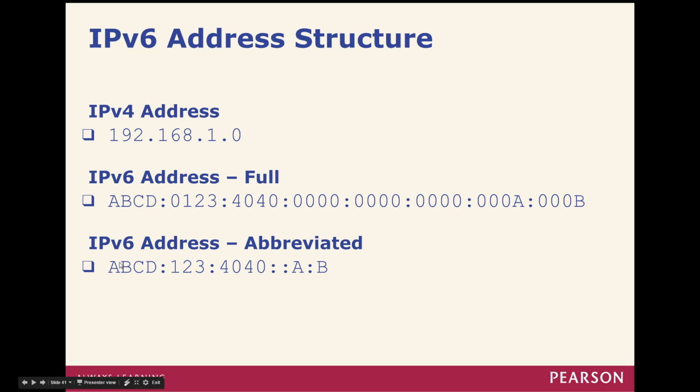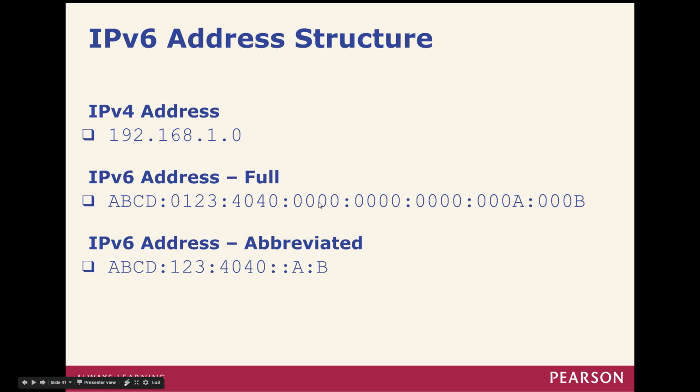Now we also can abbreviate these addresses. So the rule on abbreviating addresses is you can get rid of a leading 0. So in this case, 0, 1, 2, 3. This 0 is leading, so it's extra. If you look here at 4040, that's what we call a trailing 0. You can't change a trailing 0. You can't take it away because then it changes what this whole hextet means.